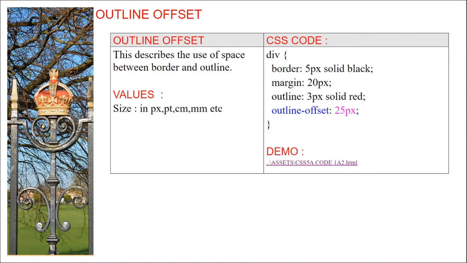As mentioned before, the outline offset allows you to put some space between the border and the start of the outline. You can set this in different sizes. You can set it in pixels, points, centimeters or millimeters. For example, you can set outline offset to be 25 pixels.